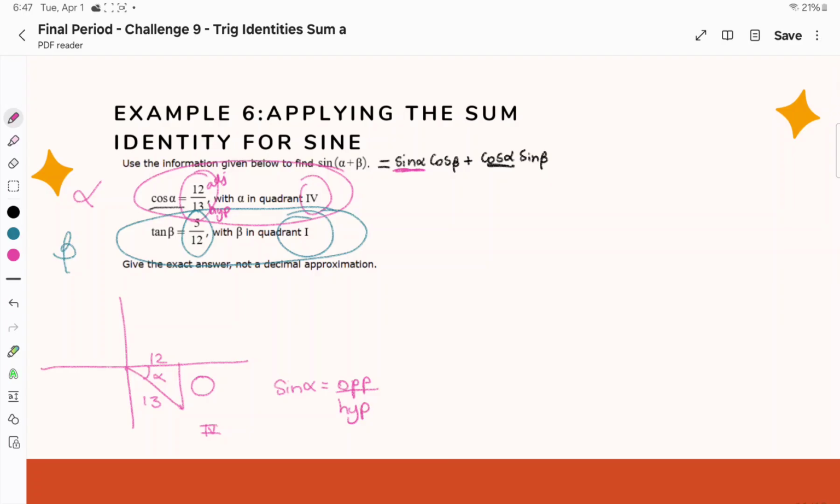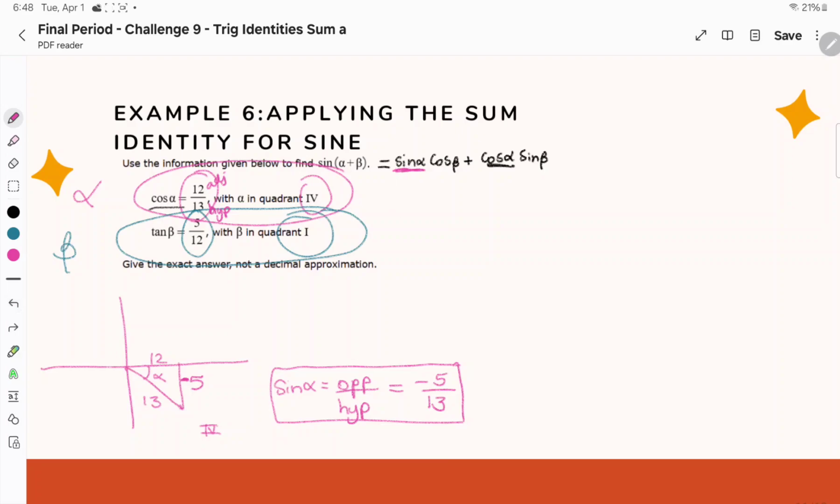It's going to be 13 squared minus 12 squared, and I'm going to get the square root of that, which is 5. I did it on my calculator. This is 5. And it's going to be minus 5 because it's in the negative part of the x-axis. Very important. So we have minus 5 divided by the hypotenuse, which is 13. And I already have the sine of alpha, which I needed here on the formula, right?